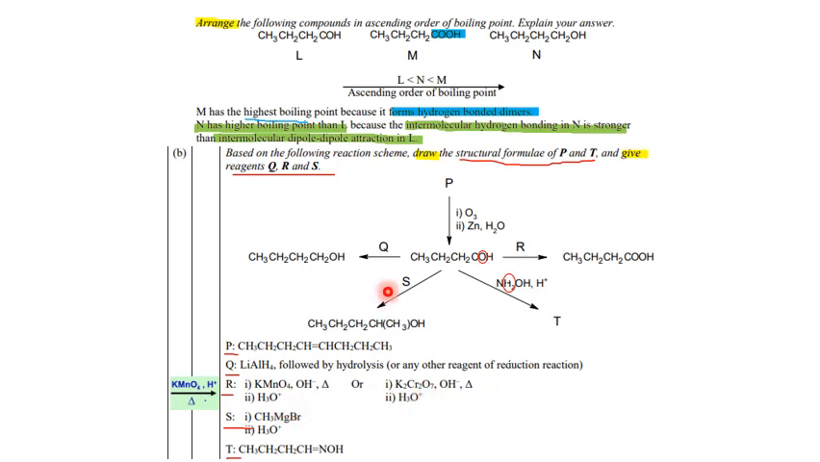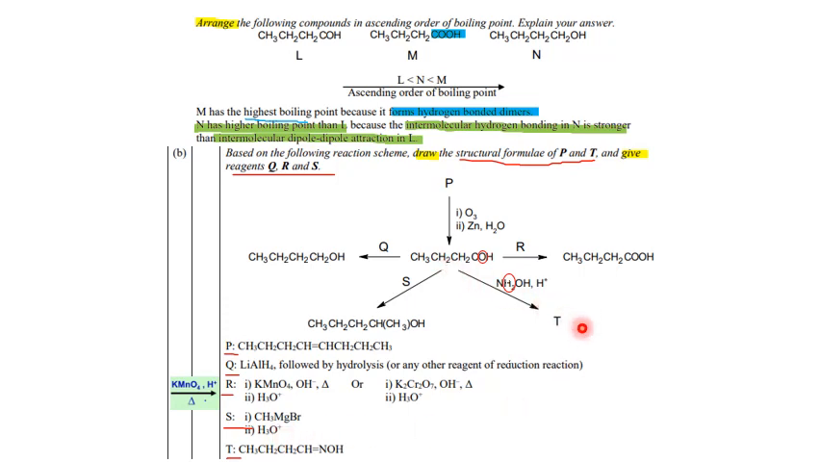Okay, S. Initially here is a 4 carbon compound and then suddenly it becomes a 5 carbon compound, meaning that 1 carbon is added. So here I use Grignard reagent. So 1 Roman, Grignard reagent, 2 Roman, acidified H3O+.